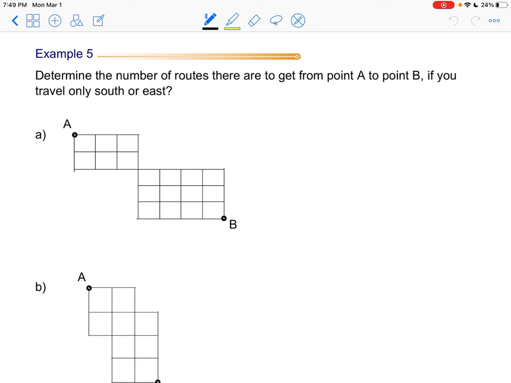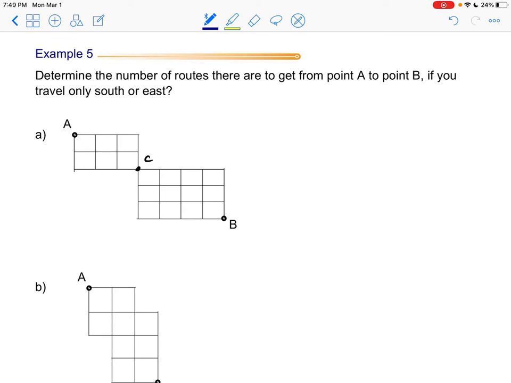So in example A here, when we have these two squares together, we want to break them up into two different routes. So I'm going to put a dot there and we're going to call it C. Okay, so we want to look at first how many ways to get from A to C.